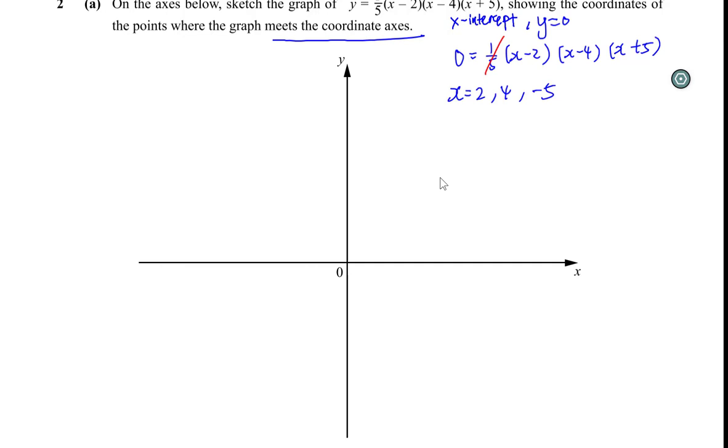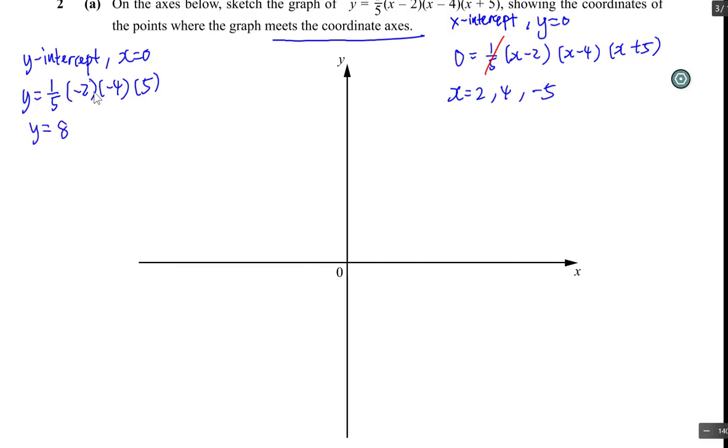Then we will need to find the y-intercept as well. If I want to find the y-intercept, I will make x equals 0. So when x equals 0, my y equals 1 over 5 times negative 2, negative 4, and 5. You can use the calculator to do the calculation. 5 and 5, you can't simplify, you got 8 here. So that means this curve will touch 8 for the y-intercept, and the x-intercepts are the 3 points here.